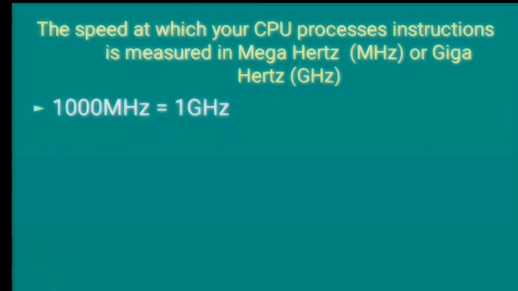The speed at which your CPU processes instructions is measured in megahertz or gigahertz. 1000 megahertz equal 1 gigahertz.